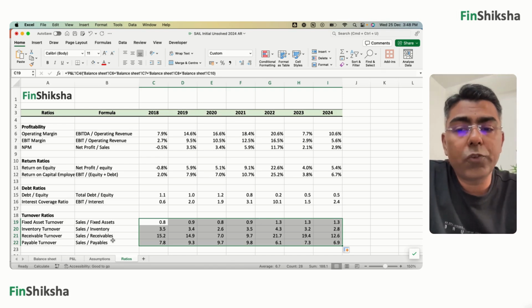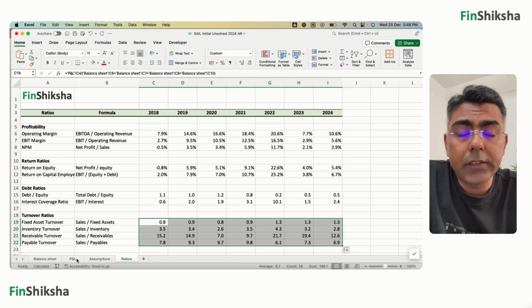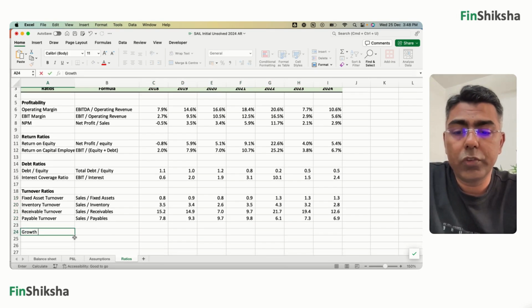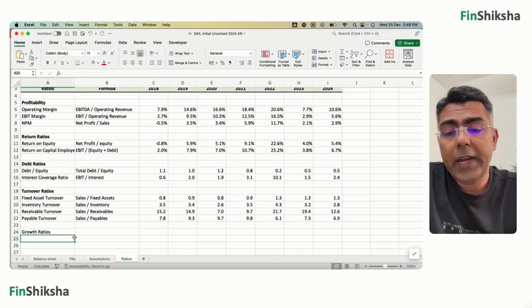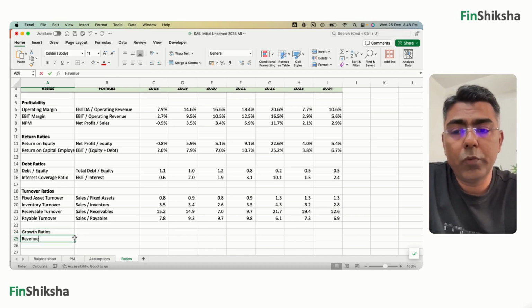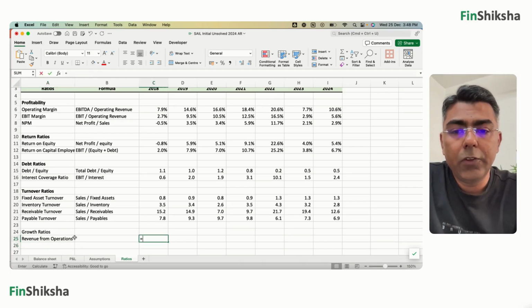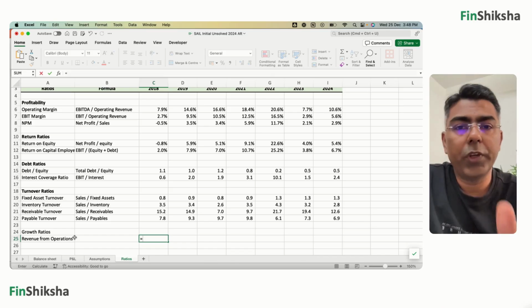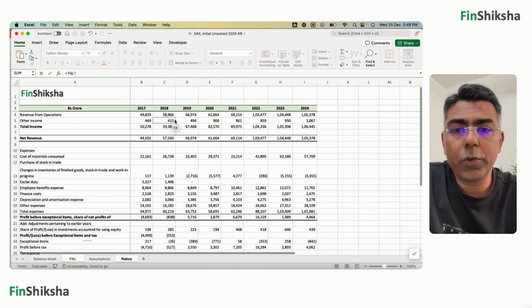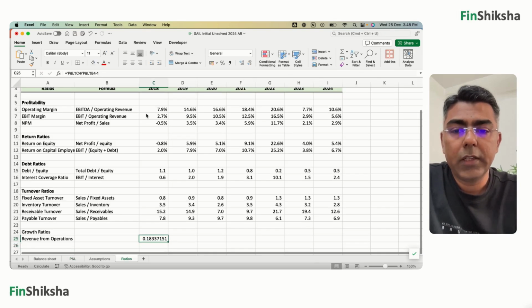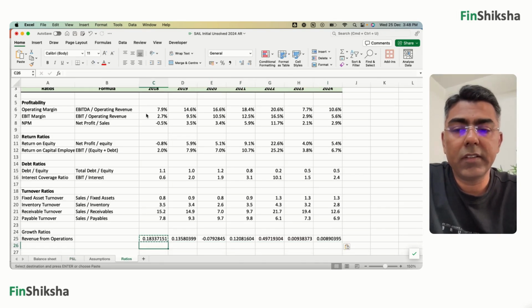I would also actually want to calculate the growth rates, right? So maybe what we can do is growth ratios, and I can do that in sales or revenue from operations. So annual growth rate is this year minus last year by last year. So we're going to calculate that, or you can just do this year divided by last year minus 1. So I'm going to look at 2018 revenue from operations divided by last year minus 1. That's the growth rate in sales.